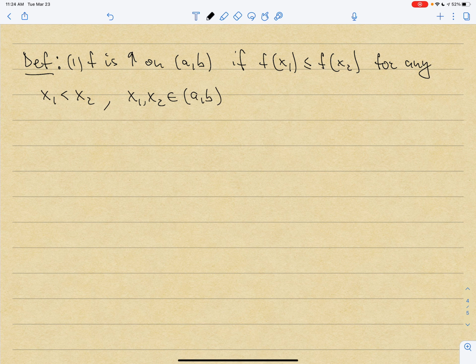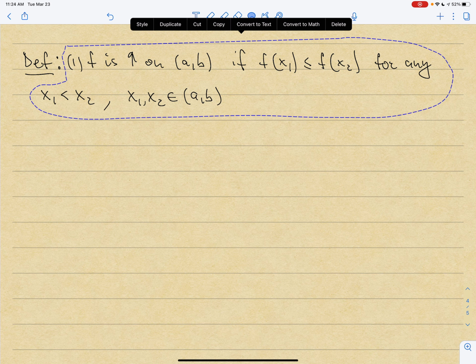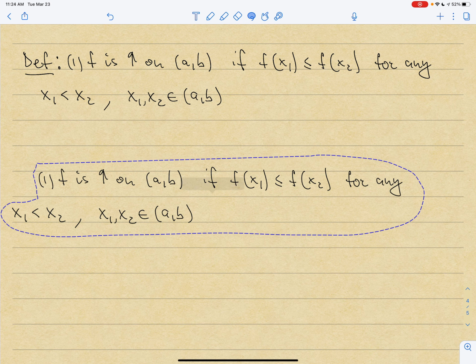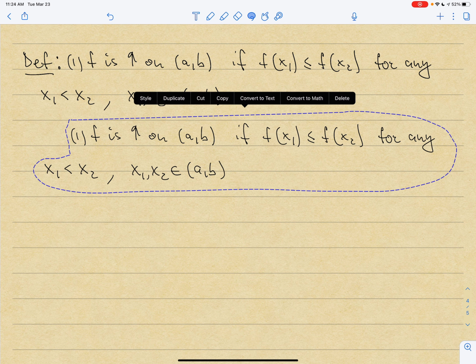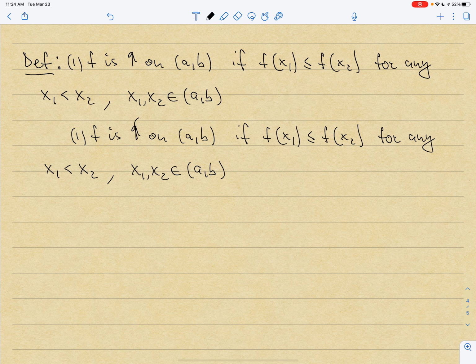In this case, the function is increasing, and we can give a similar definition for a decreasing function just by changing inequality signs, right? So f is going to be decreasing on (a, b) if increasing x will decrease the value of the function. So f of x1 should now be greater than or equal to f of x2 if x1 is smaller than x2.